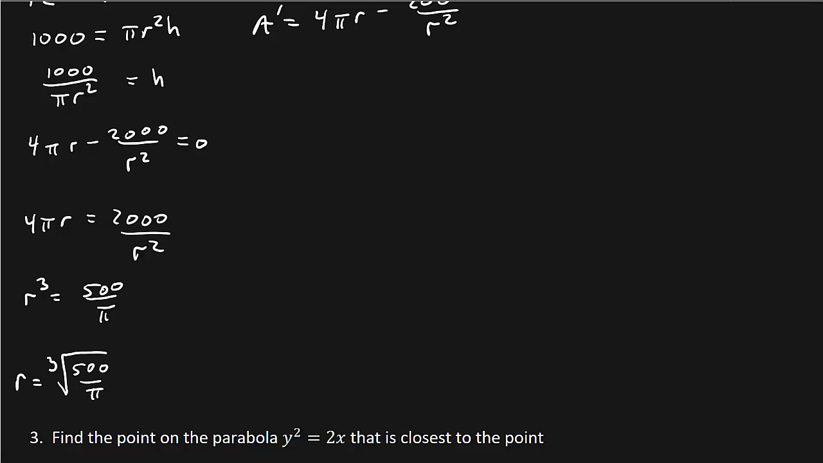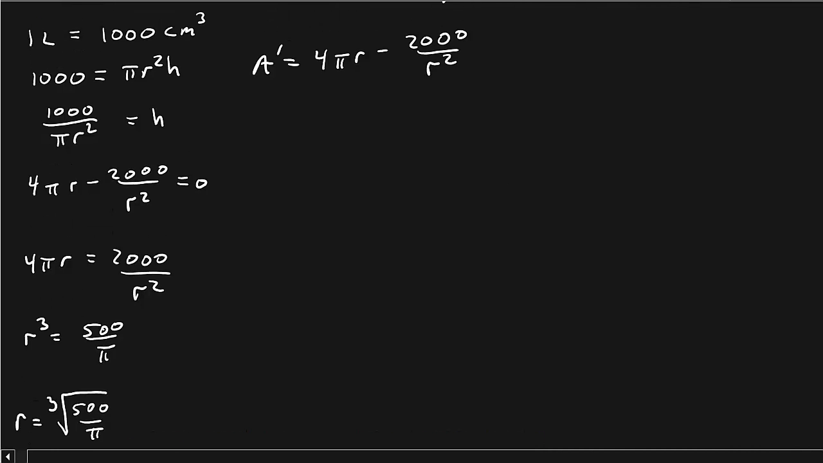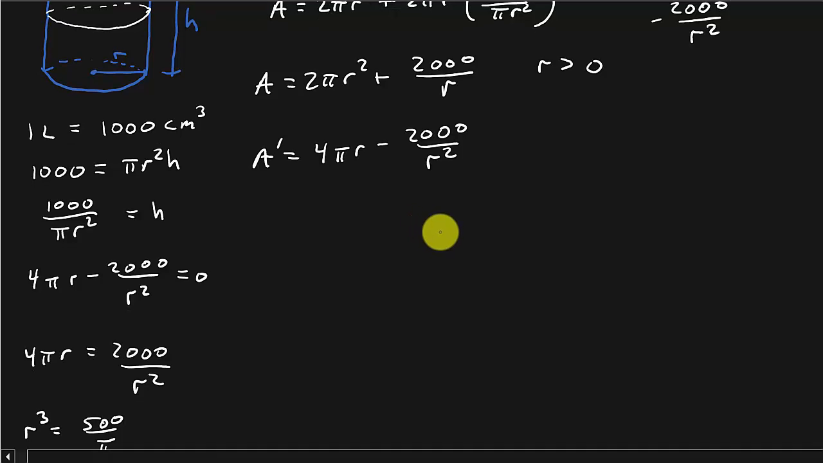Now, well, we need to know the dimensions of the can. And look, we can show that this is a minimum. You can do your number line and everything, and it'll show that it's a minimum. You know what I mean? When you take the cube root of 500 over pi, and you choose a number over here, choose a number over here, and it'll show here it's decreasing and here it's increasing. Okay.